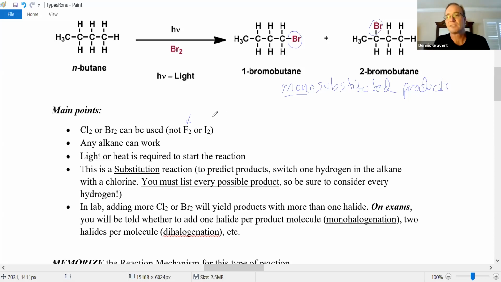Iodine is the other end. It's pretty mild. It's really stable. It's not that reactive. Your yields are lousy. It doesn't react that well. So we're not going to use that either. So chlorine and bromine. That's your two choices. So I use bromine here. I use chlorine up there.